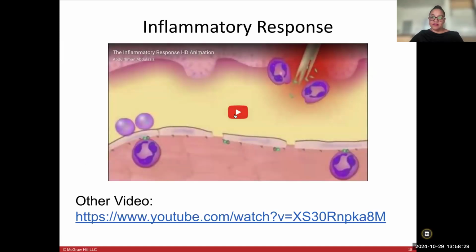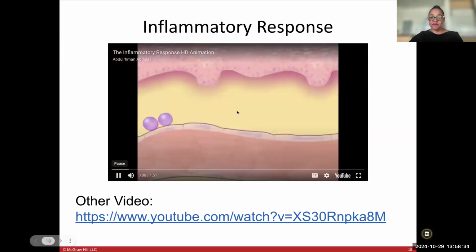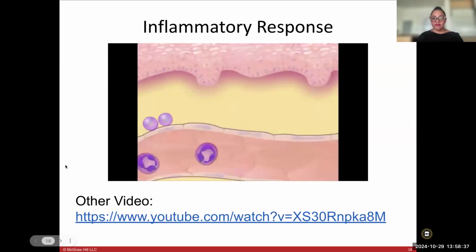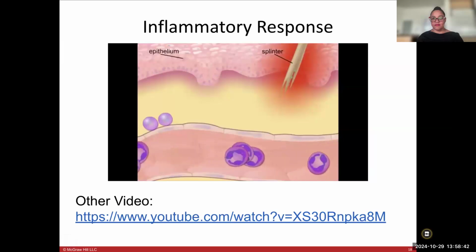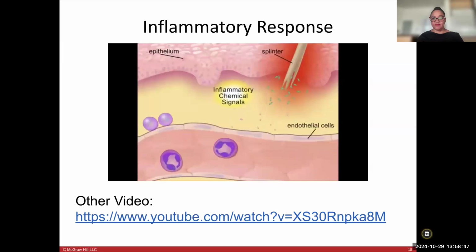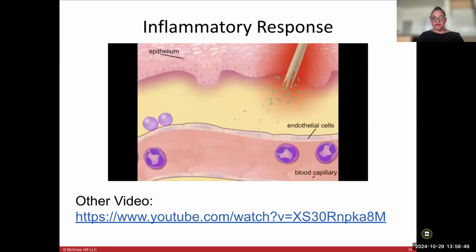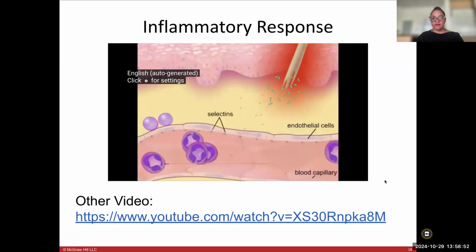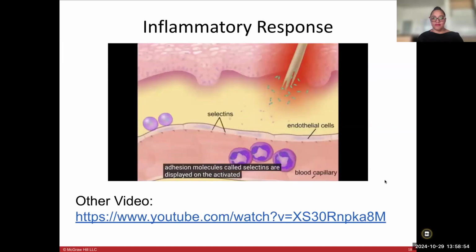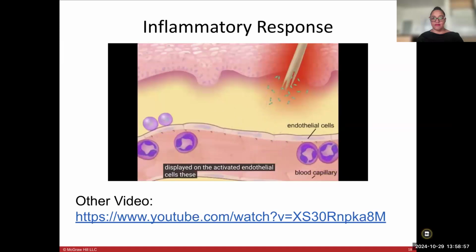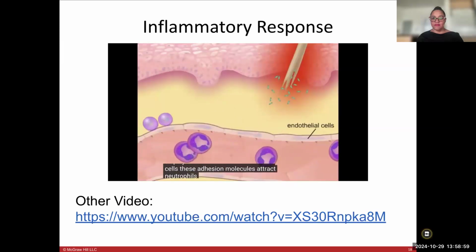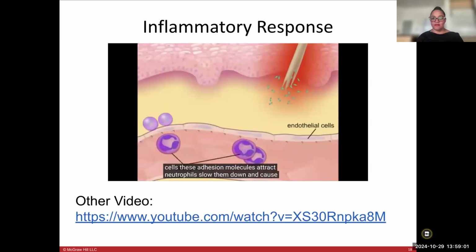There's a short video about the inflammatory response. The inflammatory response is an important nonspecific defense against tissue damage. It begins when injured tissue cells release chemical signals that activate the endothelial cells of nearby capillaries. Within the capillaries, adhesion molecules called selectins are displayed on the activated endothelial cells. These adhesion molecules attract neutrophils, slow them down, and cause the neutrophils to roll along the endothelium.